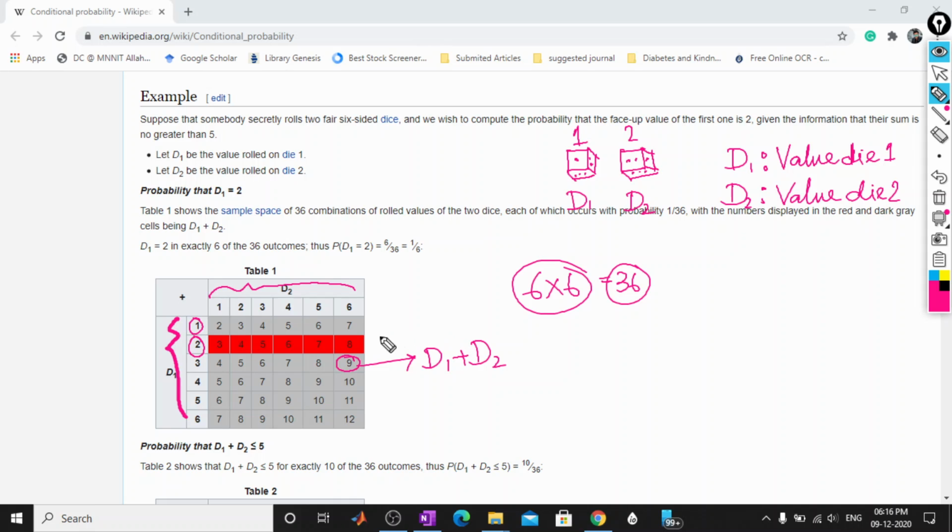Using this, we draw this table. I am just taking the pairs of values. Suppose d1 is 1 and d2 is 1, then our sum is 2. Similarly, if both are 6, then the value is 12. I am using this for making this step. Now just see this.